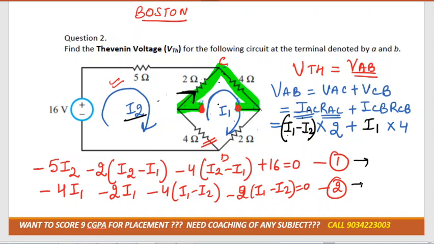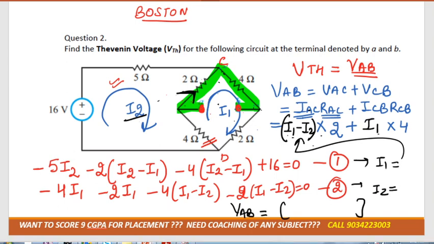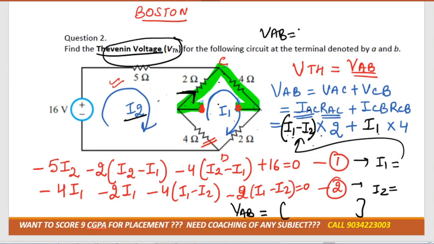After solving these two equations, can we get the value for I1 and I2? And can we substitute this value of I1 and I2 over here? After substitution, can we get the value for VAB? That is what they have asked. They have asked you the Thevenin voltage, and VAB must be equal to the Thevenin voltage. Got it?